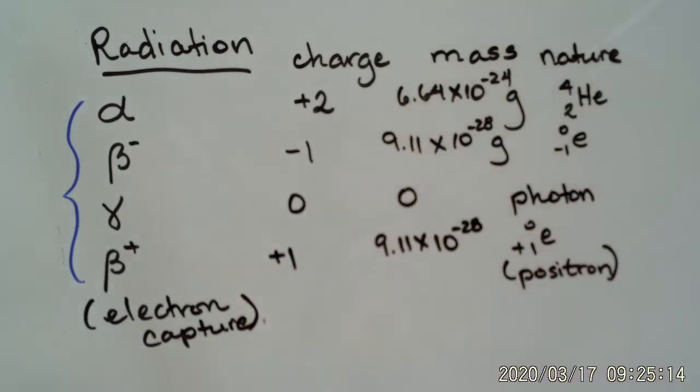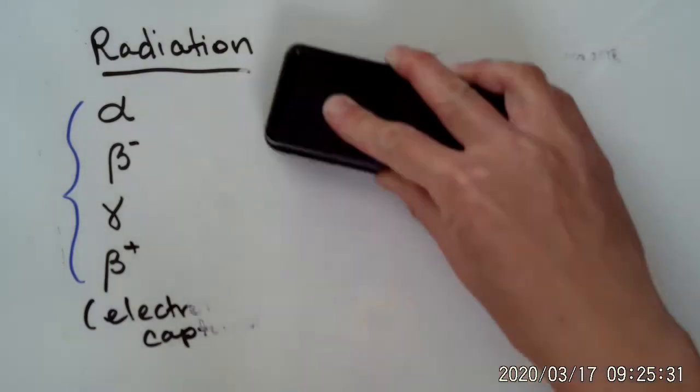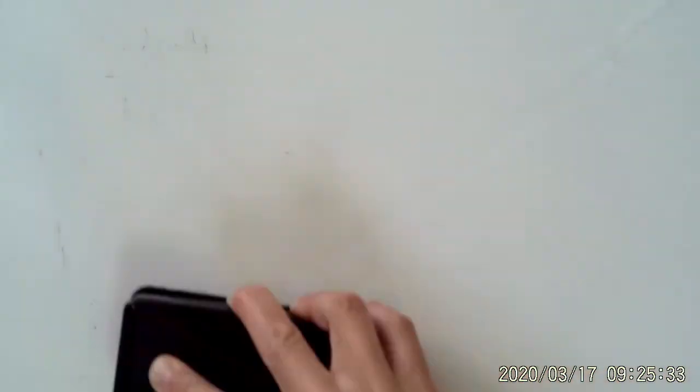and your gamma radiation has a penetrating power of basically 10,000. It can go through tissue and basically dense material in your body like bone as well. Okay, so let's start talking about the different types of nuclear reactions.